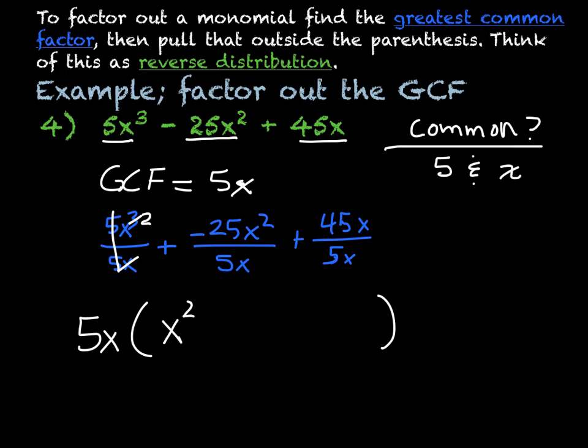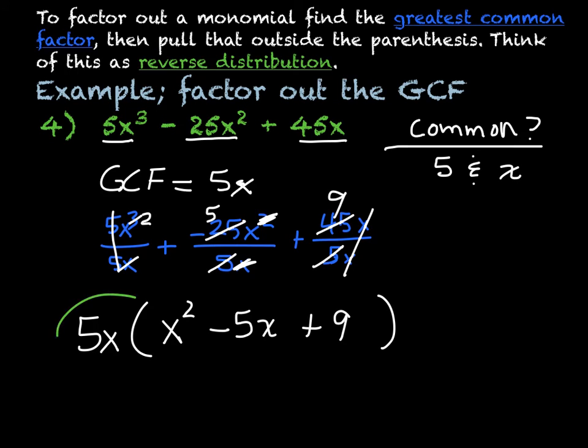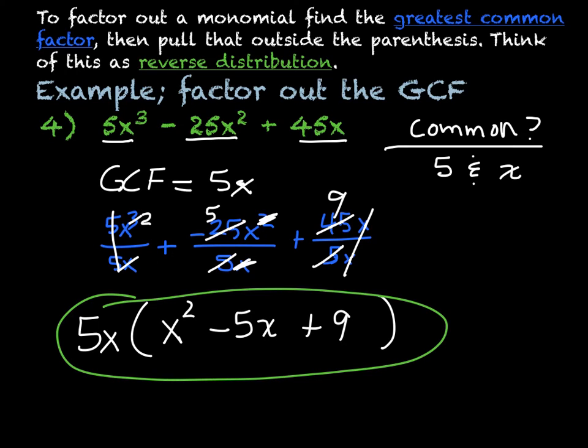Next part is I'm going to cancel out this 5 with this 25. 25 divided by 5 is 5. So that gives me negative 5. And then one of these x's is going to cancel out. Negative 5x. Finally, here my 45 divided by 5 is 9, and then my x's cancel out, leaving me with plus 9. So that is your final answer.